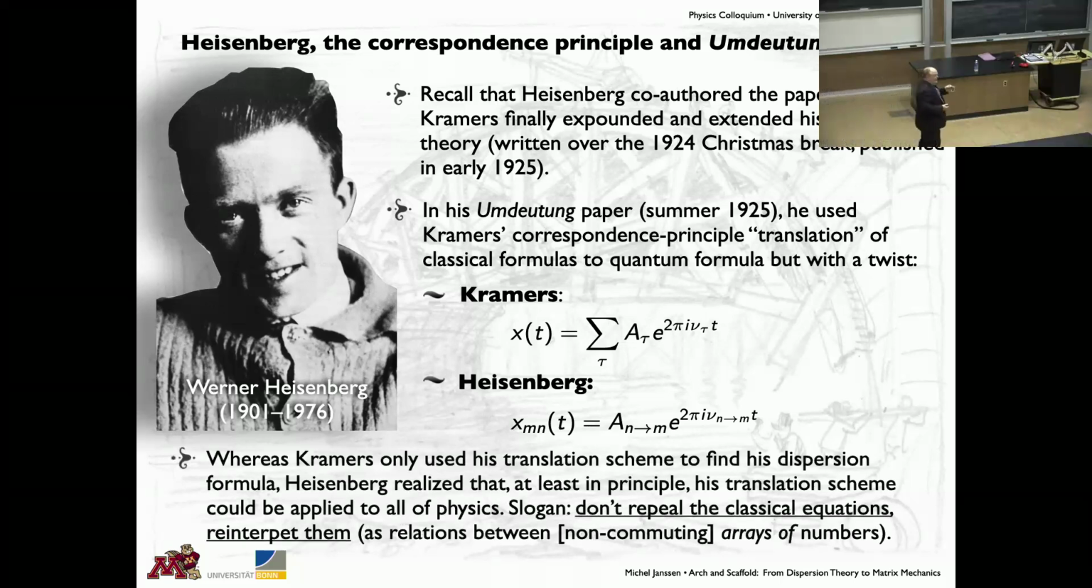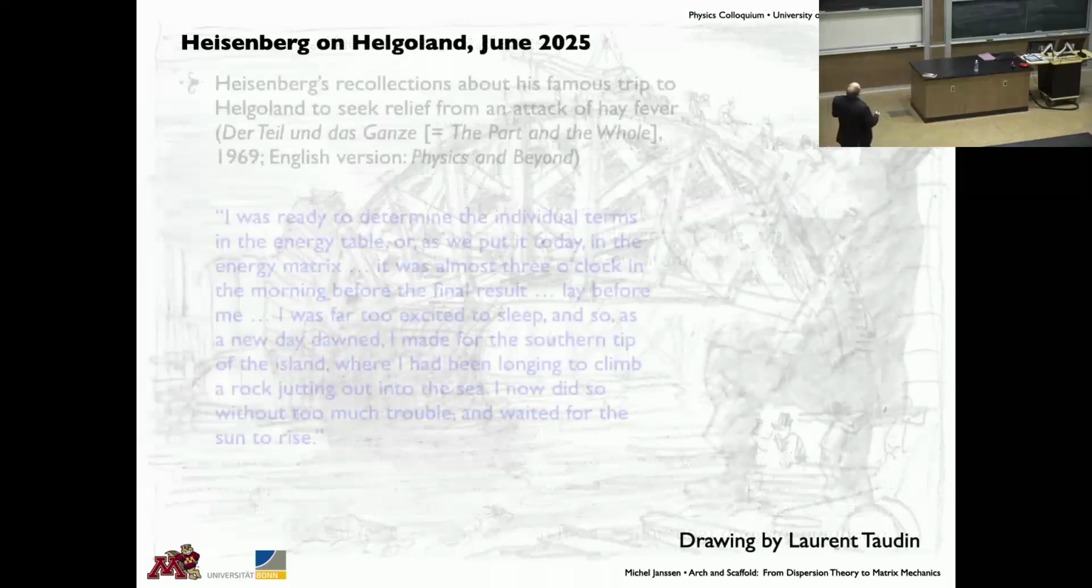And so he also realized that, look, that strategy in principle should apply not just to dispersion, but you should be able to compute any problem that you care to do this, right? So the slogan that I like, and why it's called Umdeutung, is: we're not going to repeal the classical equations. No, we're going to reinterpret them by, instead of having numbers related by the equation, we have arrays of numbers, which turn out to satisfy a non-commuting multiplication rule. Again, that has its roots in the Kramers-Heisenberg paper, but it would take me too far afield to go into that.